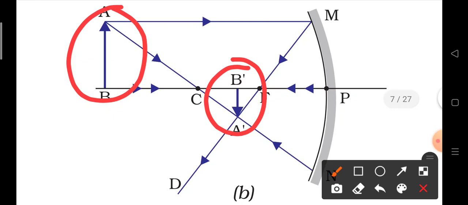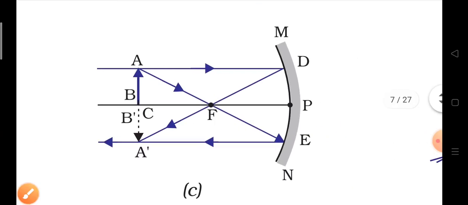That is why you can say that here the image is real and inverted but smaller in size. Real and inverted, why? Because the image is formed by the actual intersection of light rays after reflection. Okay, now the case number 3.